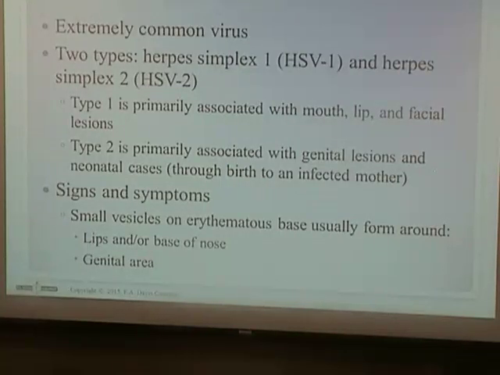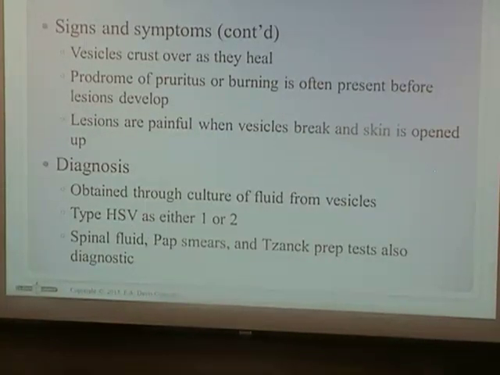Is there a reason why 1 and 2 go to different areas, and that's the name for it? They tend to, but that's not the case anymore. More and more, I could care less whether it's type 1 or type 2. It's exactly the same. It's just the area where it's located, where it prefers to be. But you can have type 2 on your lips and you can have type 1 on your genitals.